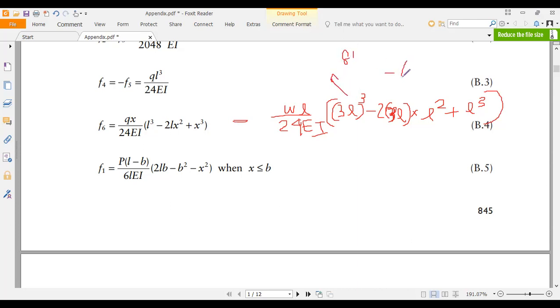So this is going to be 81, minus 6 plus 1, right? Is that right? No, this is going to be 27. 27 plus 1, 28. So 28 minus, so that's going to be 22. WL to the power 4 over 24 EI. So this is going to be 11, this is going to be 12. So 11 WL4 over 12 EI, right?